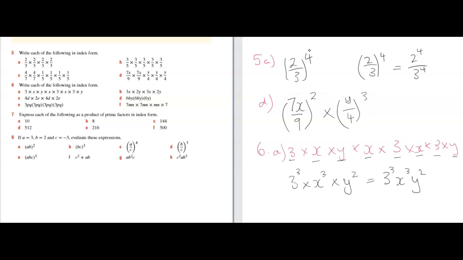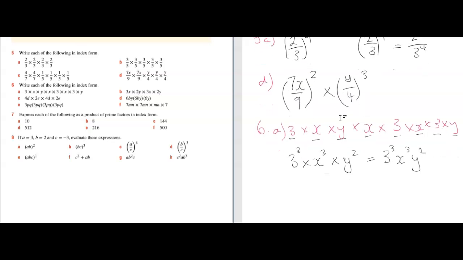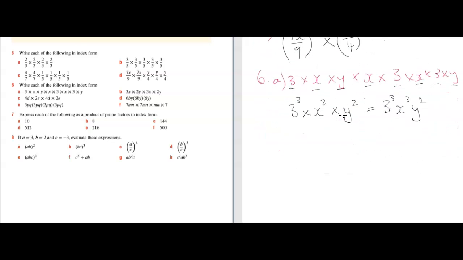Okay, you could put the 3 and the x together to the power of 3, but that's an index law that we're going to cover later. So we're just going to leave that as 3 to the power of 3, x to the power of 3, y to the power of 2.